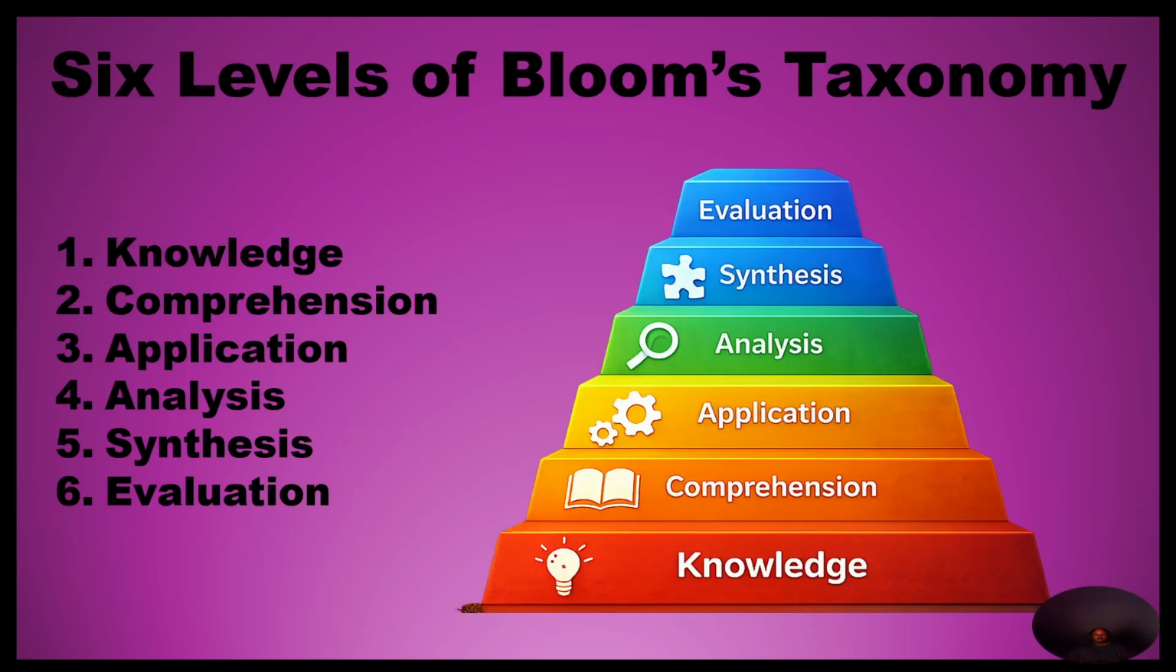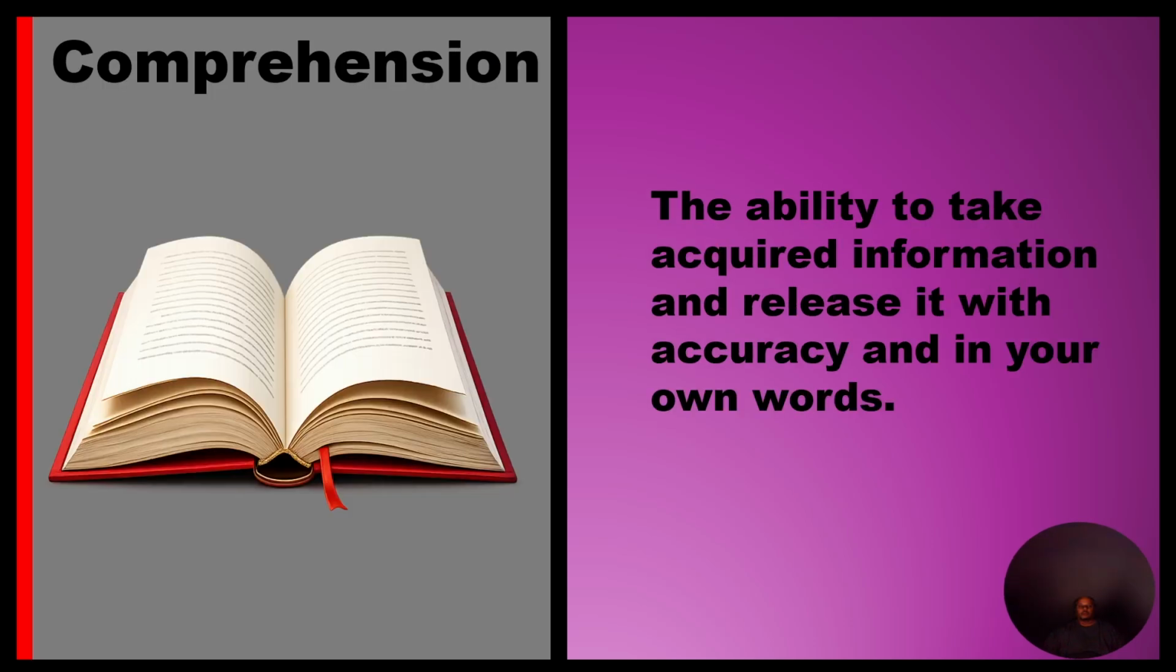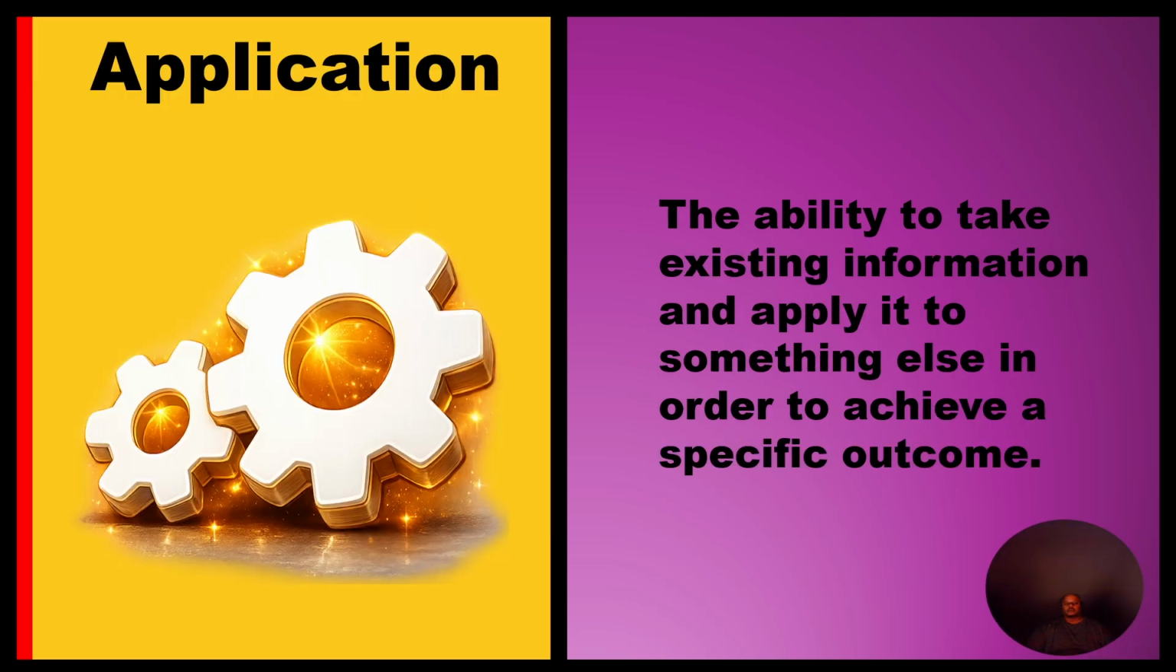There are 6 levels of Bloom's taxonomy, and they are: first is knowledge, second is comprehension, third is application, fourth is analysis, the fifth is synthesis, and the sixth is evaluation. Knowledge covers the ability to recall specific information. And comprehension involves the ability to take acquired information and relate it with accuracy and in your own words. Application is the ability to take existing information and apply it to something else in order to achieve a specific outcome.